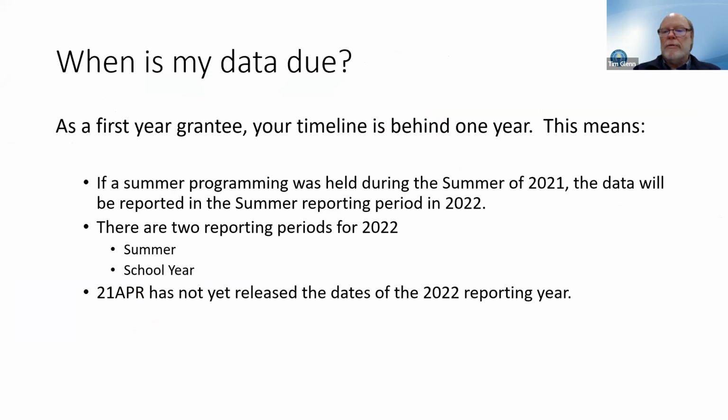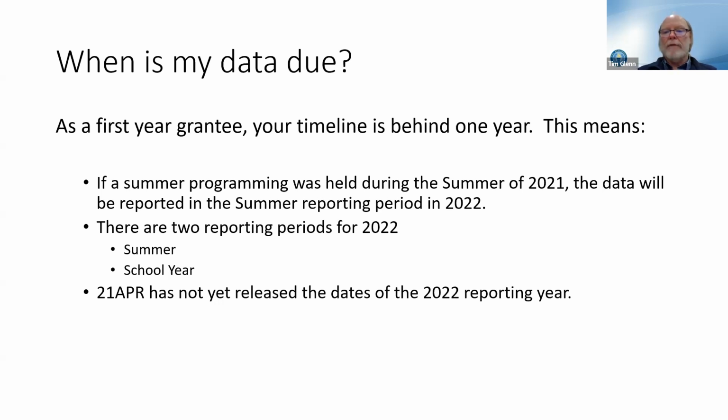So what does my data do? Now, the new grantees, as you know, will not report data for the first year. It always lags a year behind. So if you had a summer program this year in 2021, then you won't report on that until 2022.